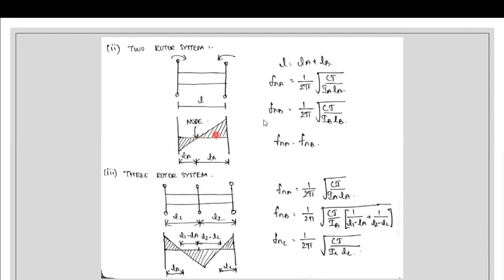So second condition is both the frequency of the rotor should be equal. So frequency of rotor A is equal to frequency of rotor B. So here we are having a formula for frequency of rotor A and frequency of rotor B, which we saw earlier.